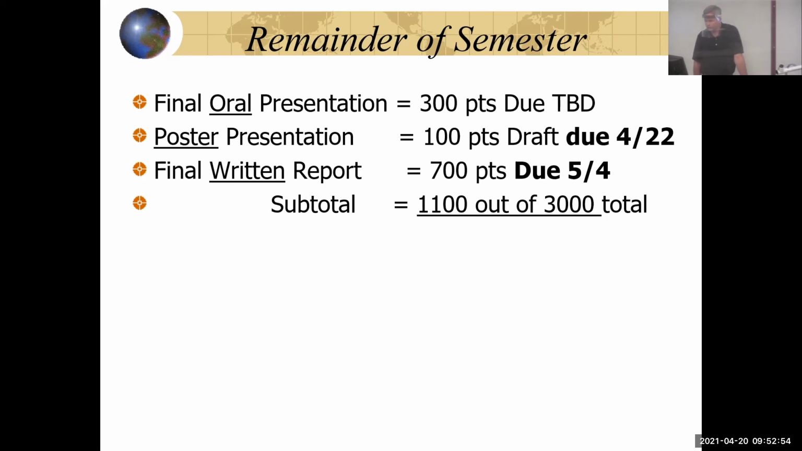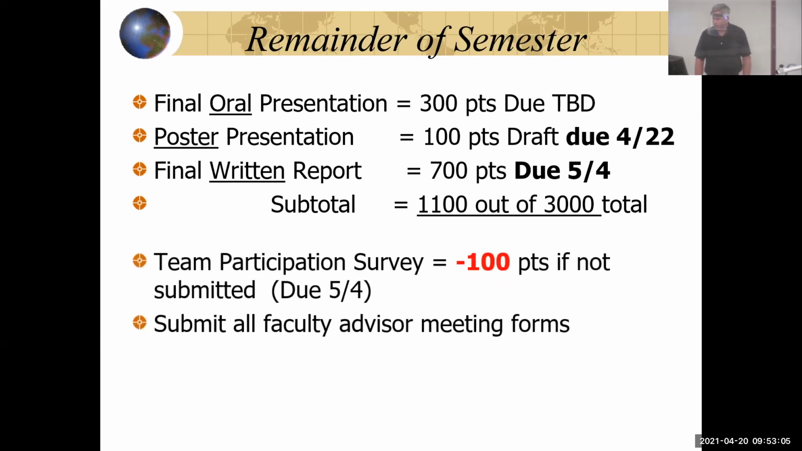So the final oral presentation is worth 300 points. Your poster presentation is worth 100 points. Your final written report is 700 points. So that's a lot of points still outstanding. Your team survey evaluation is really not worth any points, but we deduct 100 points from your score if you do not submit one. And of course, your faculty advisor meeting forms, make sure if you haven't submitted those for credit that you do that as well.